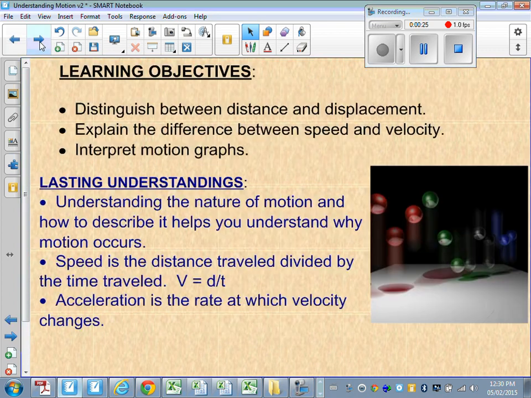The learning objectives are we're going to distinguish between distance and displacement and between speed and velocity. And we're going to have an introduction to motion graphs, which we will talk about in more detail and do some activities in class. And so these are our learning goals.